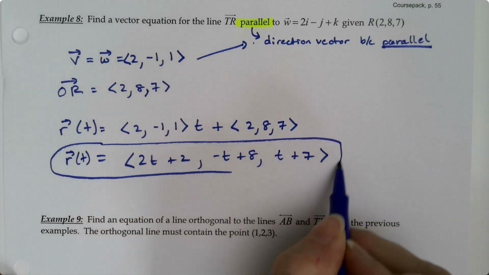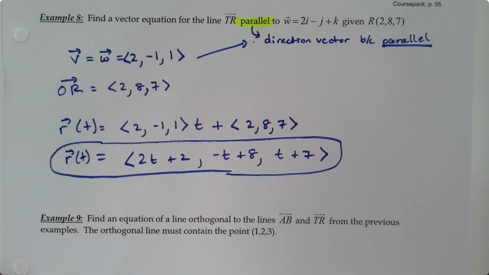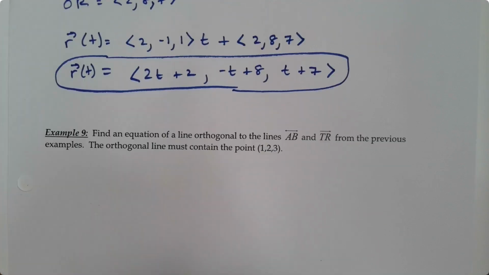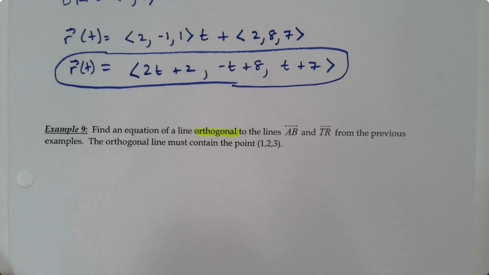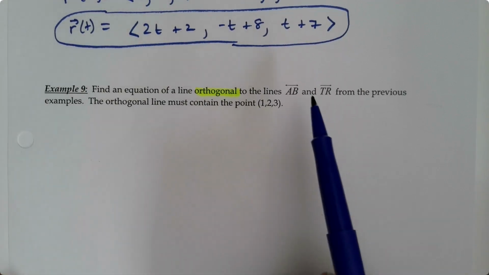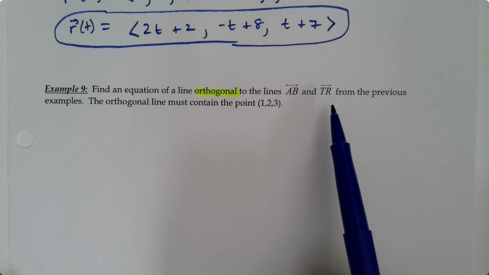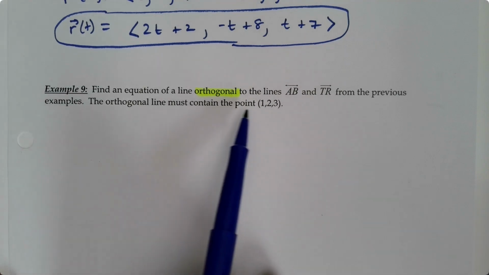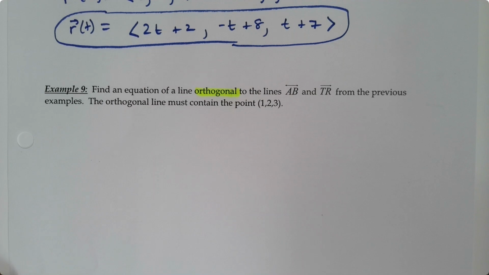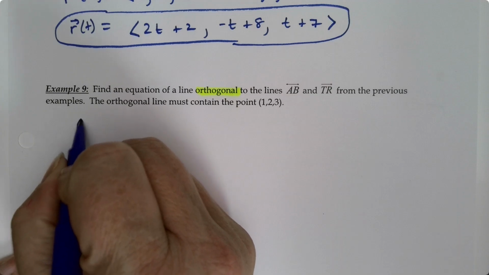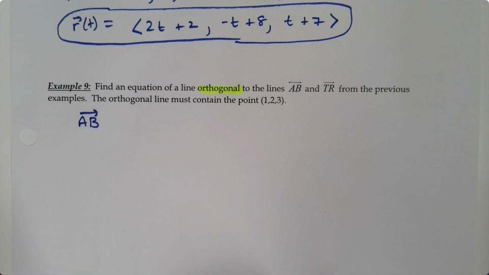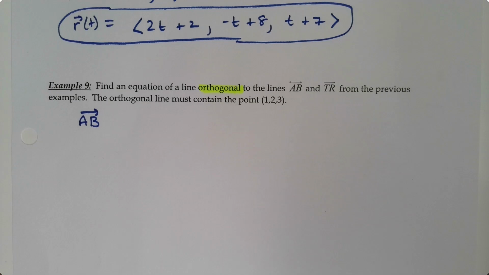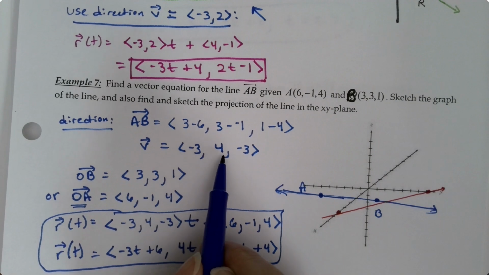All right, so parallel is really easy because the direction vector is the same as the vector you had. Orthogonal, however, well, that's going to be a little stickier. So we want to find an equation of a line that's orthogonal to the lines AB and r(t) from the previous examples. The orthogonal line must contain the point (1, 2, 3). Okay, so let me just remind ourselves, I have to go back a page and find AB. AB had a direction, that's what we really care about, of negative 3, 4, negative 3.